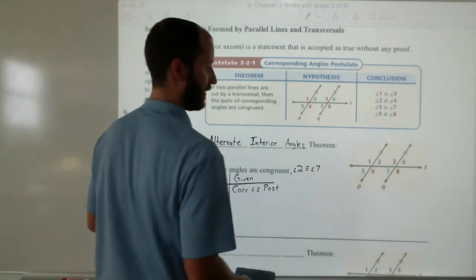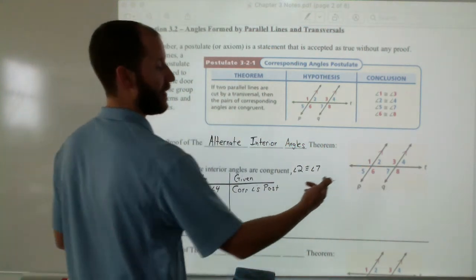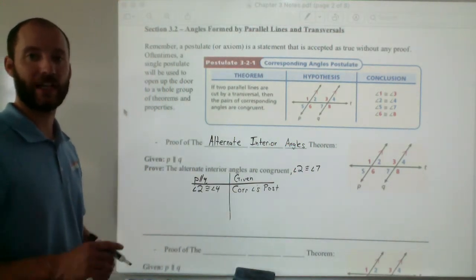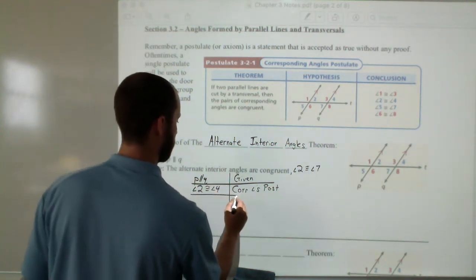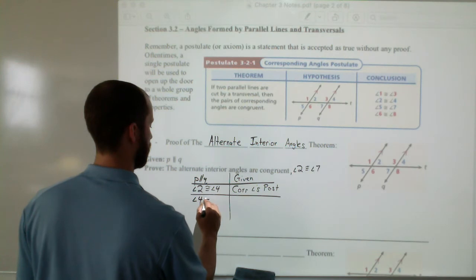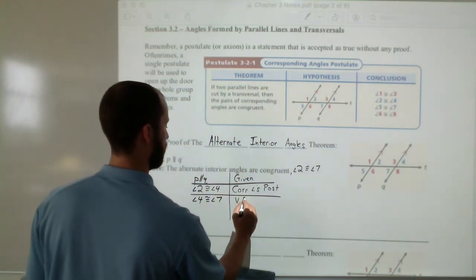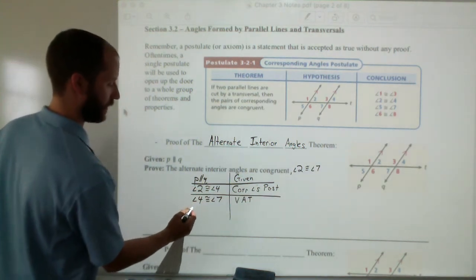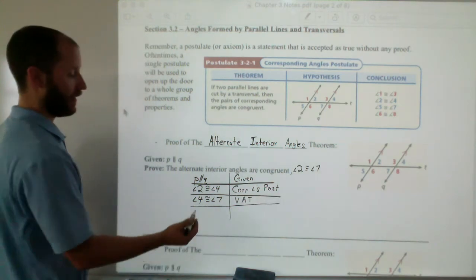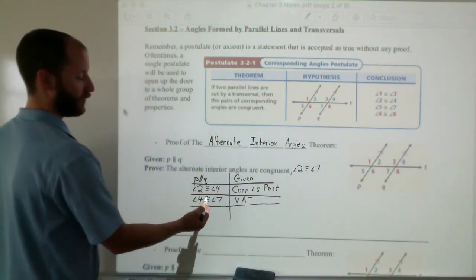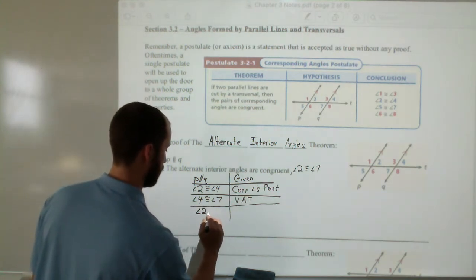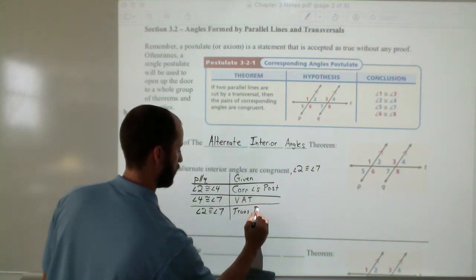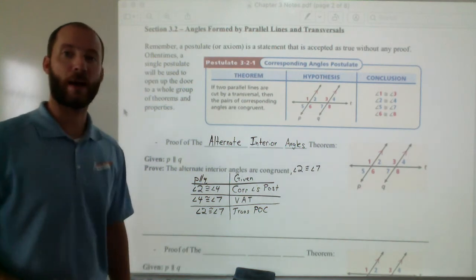Now I want to get 7 into the mix, okay? Now when I look at 7, I notice that it's vertical with angle 4. All right, they're on opposite sides of the intersection of two lines. So that means that angle 4 is congruent to angle 7 by that vertical angles theorem. Well, now look at what I got. Angle 2 is congruent to angle 4. Angle 4 is congruent to angle 7. So therefore, angle 2 is congruent to angle 7 by the transitive property of congruency.